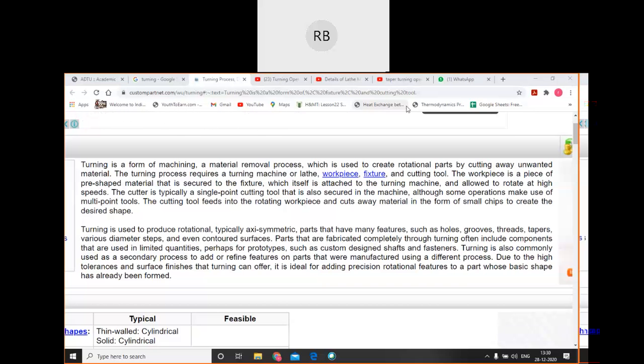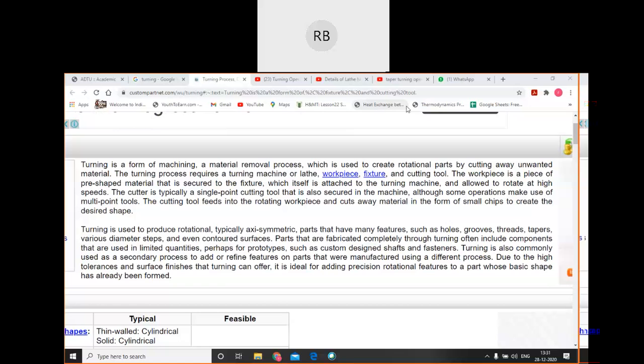Okay, Nihar Deka has joined the class. Okay, the cutting tool fits into the rotating workpiece. That means gradually the cutting tool will be fed to the rotating workpiece and the excess material will chip off from there. I will show you the video, then you will properly understand it. The cutting tool fits into the rotating workpiece and cuts away the material in the form of small chips to create the desired shape.